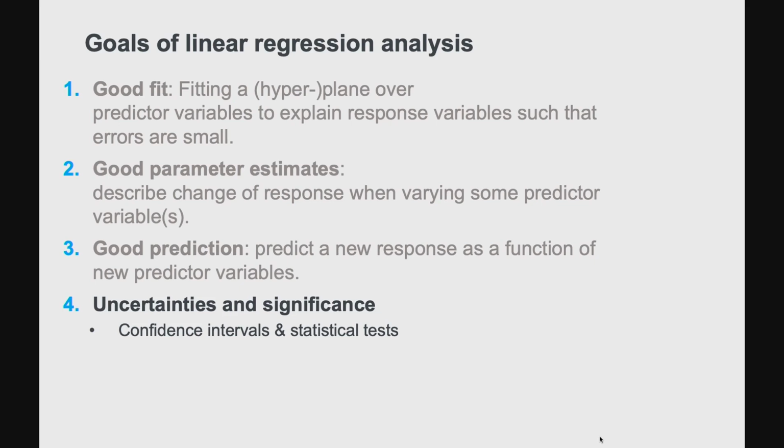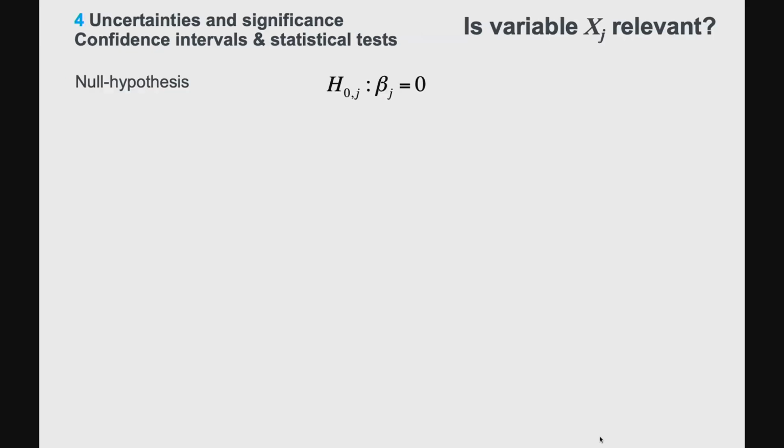Okay, and let's jump over this because we will then talk longer about point 3. We can talk about the uncertainties and the significance. So the question may be, is a certain predictor variable relevant? Is some xj relevant? And the null hypothesis is that it's not relevant. And if it's not relevant, that means that the best beta j value would be 0. Right?